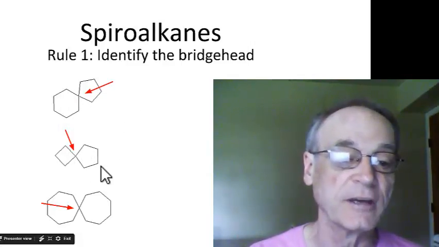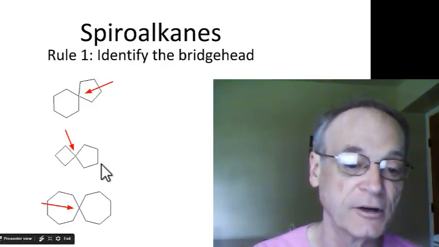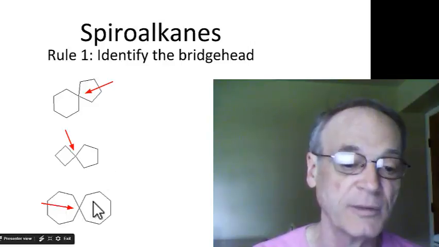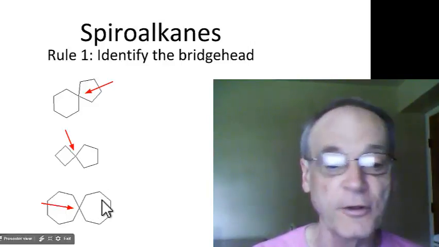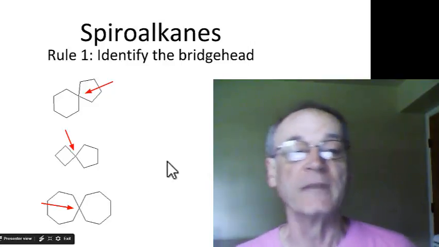Same thing here. This looks like 4 plus 5 is 9, but it's actually only 8. So count the carbons carefully, and you'll see there's 8 here. And this is 2 7-membered rings, so you might say 14, but in fact there's only 13 carbons there because that carbon is shared in both. Okay, now let's get to the rules.